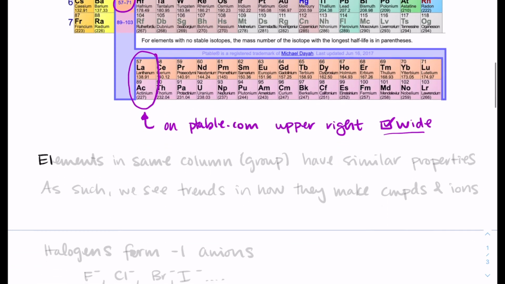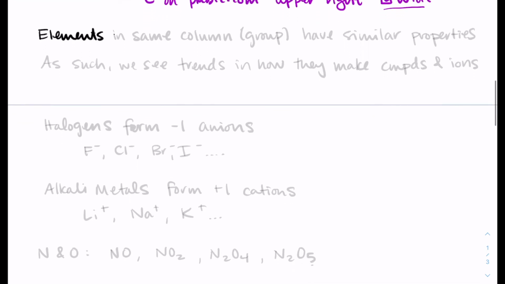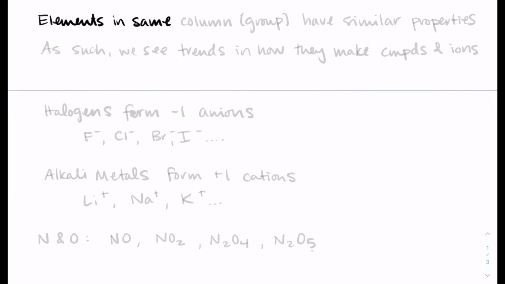So a recap, we have said this, elements in the same column or group have similar properties. And because of this, we see trends in how they make compounds and ions. So the compounds and ions, this is the stuff that, when I call something a halogen, you're going to say, oh, okay, that means it likes to make this kind of ion. So that's the first example.